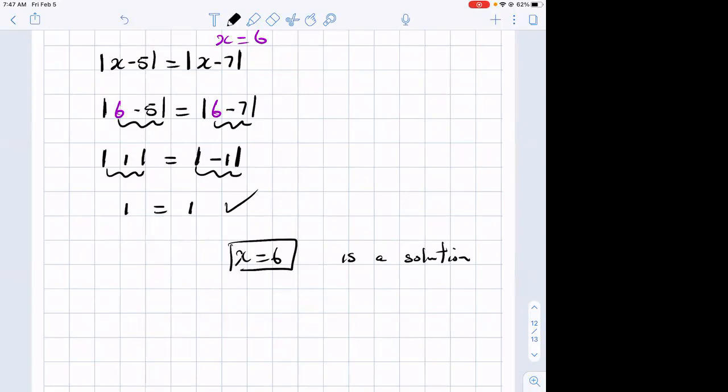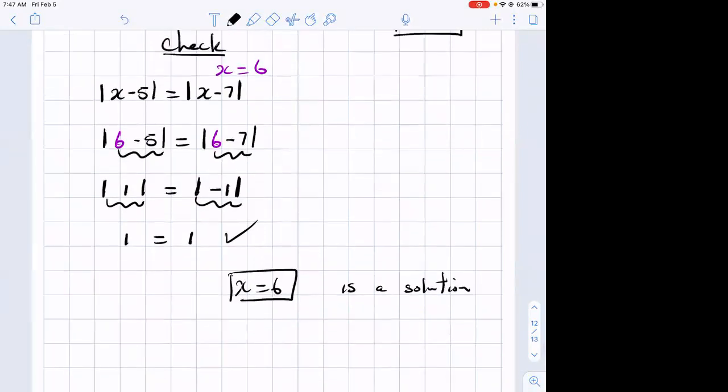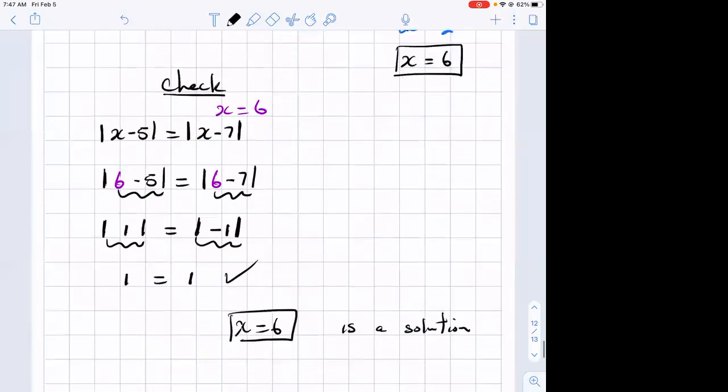So very similar, it has a lot of solving linear equations here. Once you isolate the absolute value and get it by itself and split this.